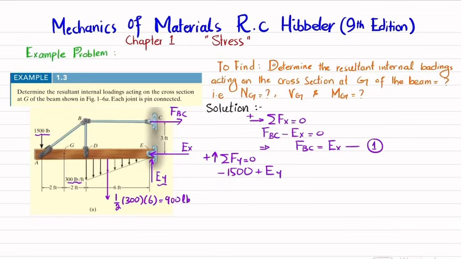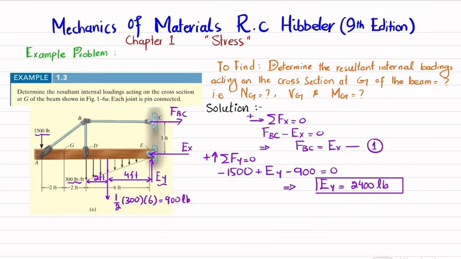But it will act at a distance of 2L by 3 from point E. So 2 into 6 is 12, divided by 3 gives you 4 feet. So 4 feet from point E and 2 feet from point D. So this force is minus 900 pound is equal to 0. From here, when you calculate, you will get EY equal to 2400 pounds. Okay, now we have EY.